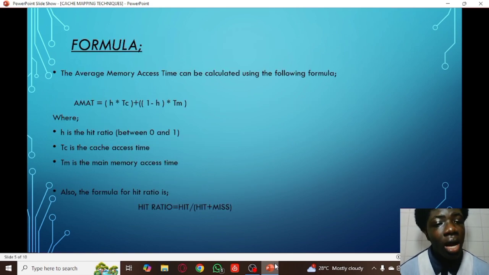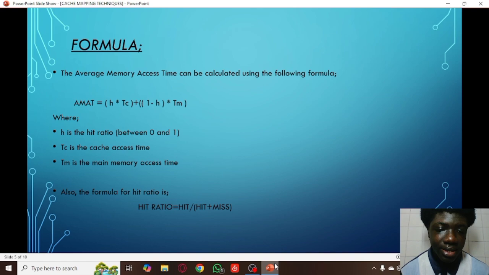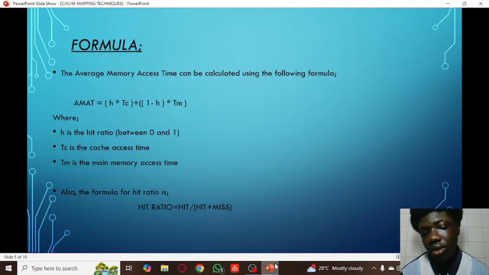The formula for finding average memory access time. The average memory access time can be calculated using the following formula. Average memory access time is equal to h times tc plus (1 minus h) times tm, where h is the hit ratio between 0 and 1, tc is the cache access time, and tm is the main memory access time. Also, the formula for hit ratio is equal to hit divided by hit plus miss, where hit is cache hit and miss is cache miss.